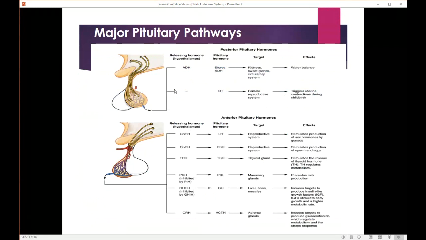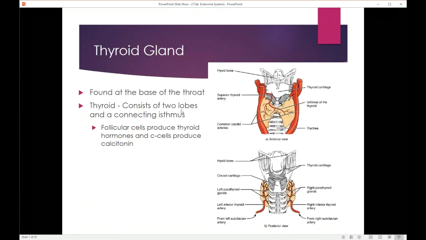Okay. This is that same information just presented in a little bit of a different way. These are going to be our major pituitary pathways. This was a question that is really something that you guys should be able to do. You should go from that hormone itself, as far as what's the hormone, and then what's the target and the effects. Okay, so that thyroid gland, remember, it's found at the base of the throat.